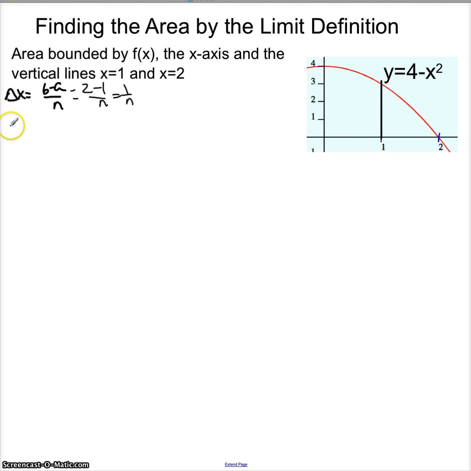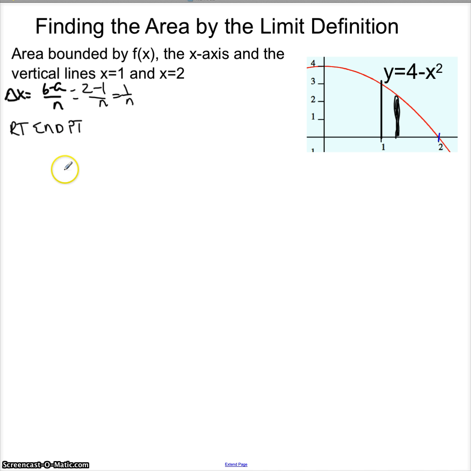Now let's choose the right endpoint. All right, so if I come up here, this is my interval. It's not a very good interval. My slate is moving, I apologize. It's really hard to write on a moving object.